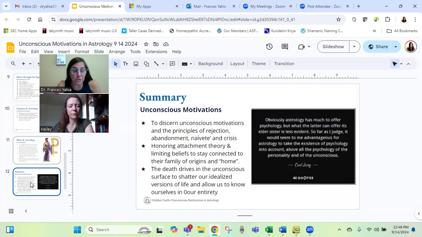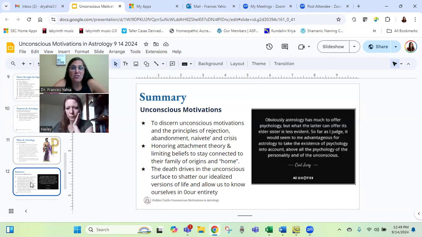Recognizing that attachment theory includes that we have to own limiting beliefs, and that we are ultimately always looking for home. And even though home might have been physically unhealthy, physically painful, that is what we are seeking in our psyche, and we will replicate some version of that, perhaps a little less intense in that sort of pain and crisis, but we don't really verge too far from the difficulties and sufferings of our childhood. And that the death drives enter the unconscious to shatter that idealism so that we can accept ourselves and others in their entirety. I love this quote from Jung.